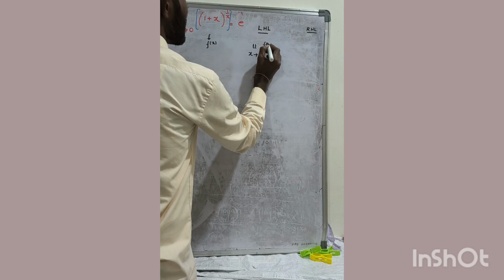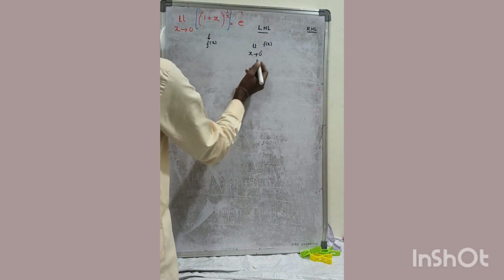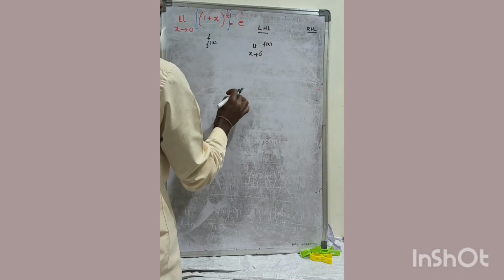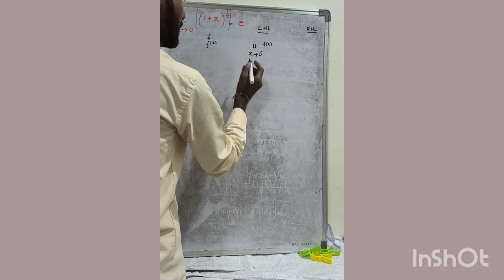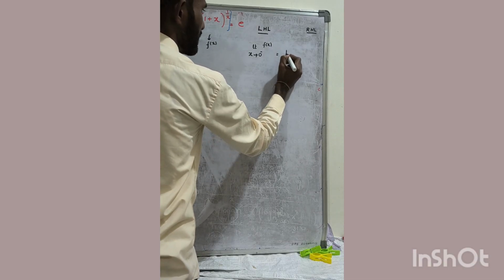Writing this function is difficult all the time. So this is the symbolic form, or mathematical notation, of the left hand limit. But what is the answer of it? How do we find the left hand limit?